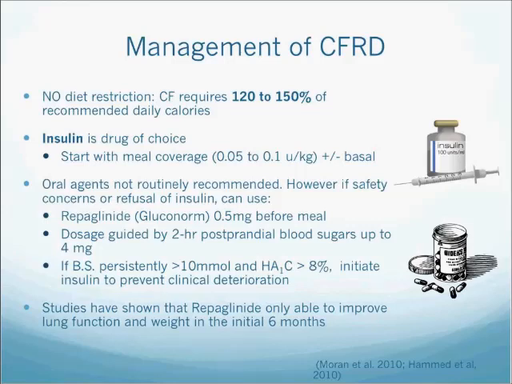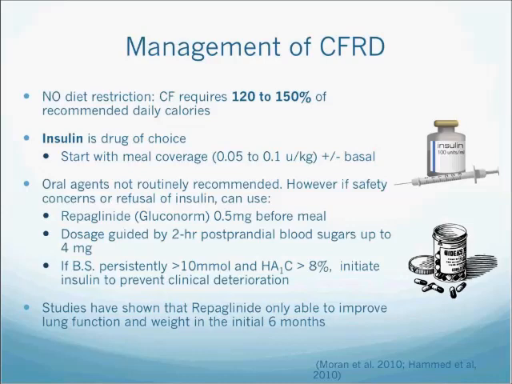Insulin, as mentioned before, is the drug of choice. We generally start with meal coverage. Generally, in people with CF, we unmask diabetes with the post-meal values. Occasionally, it starts with high random morning blood sugars. But the general rule of thumb for starting insulin is to use 0.05 to 1 unit per kilogram, with or without basal insulin, depending on what their morning numbers are like.